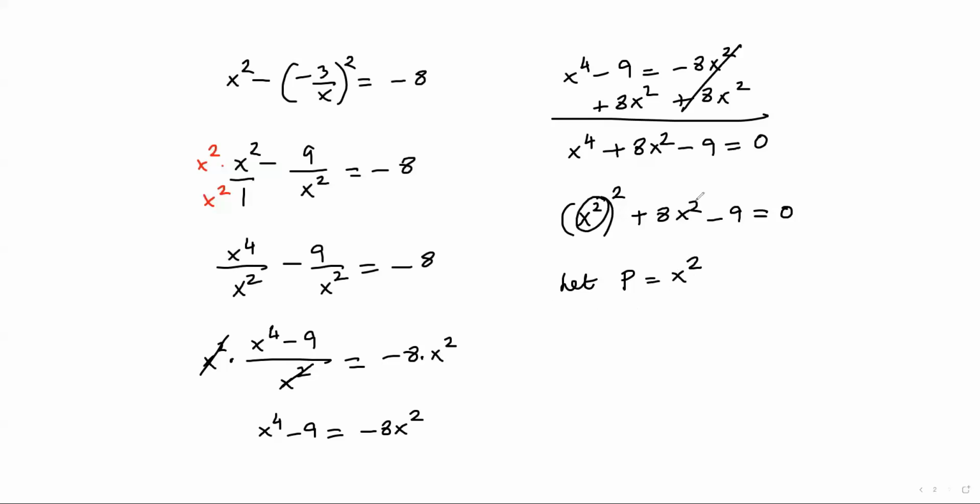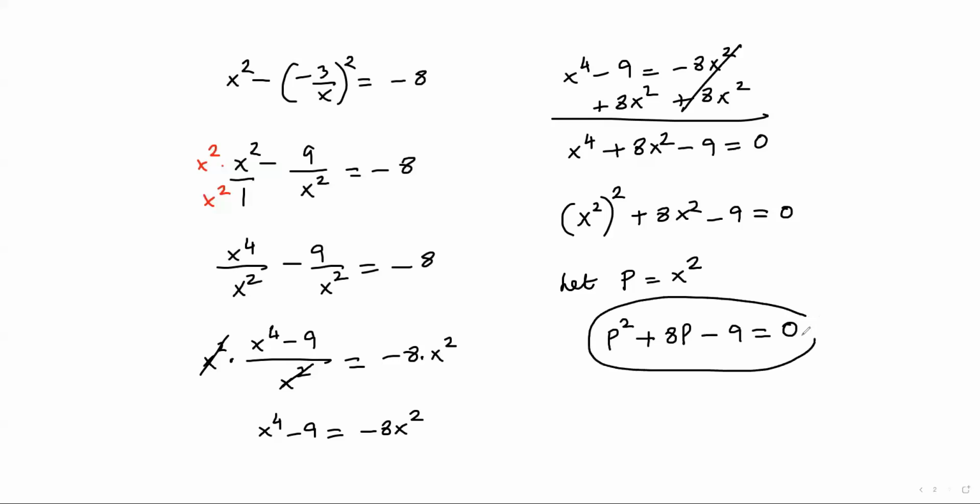So wherever you find x square, it can be replaced by p. If you replace this x square by p, we have p square, positive. And if you replace this x square by p, it will be 8p, negative 9 is equal to 0. Now we just have a quadratic equation in terms of the variable p.